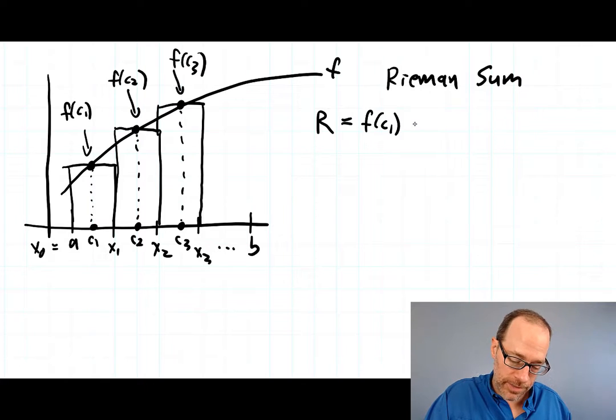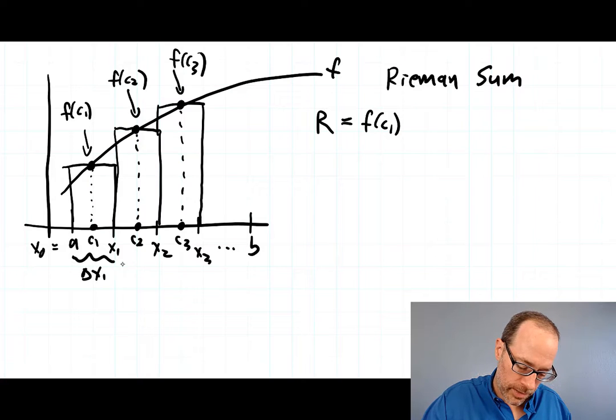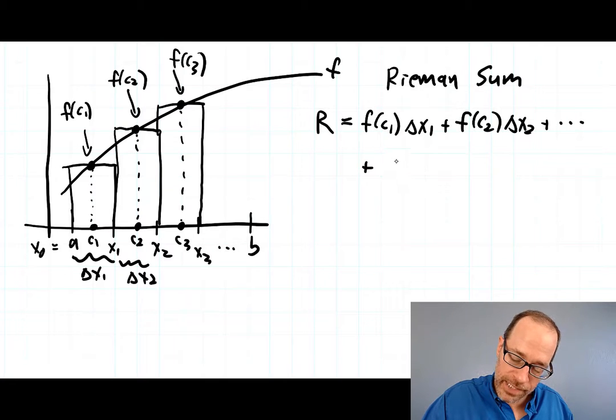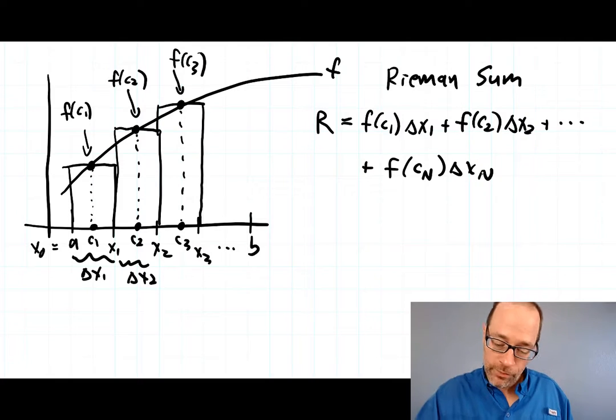C1, times the thickness. So the width here was delta x1. The width here was delta x2. So it would be f of c1 delta x1 plus f of c2 delta x2, plus you keep doing this until the very last one, f of cn, delta xn. So that's the long form.